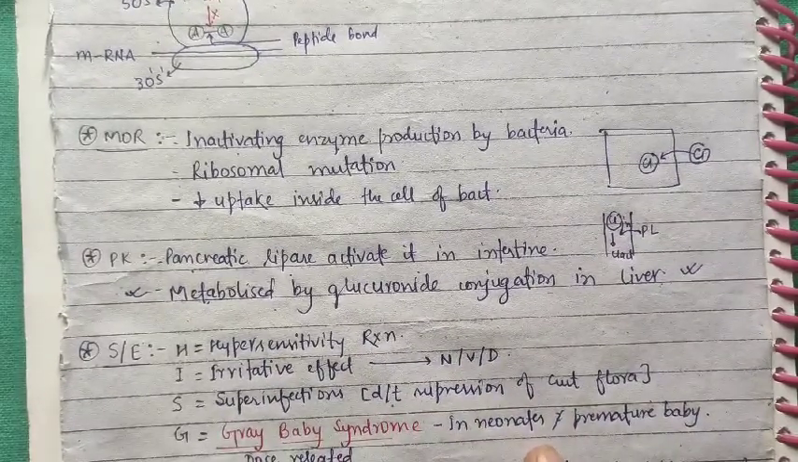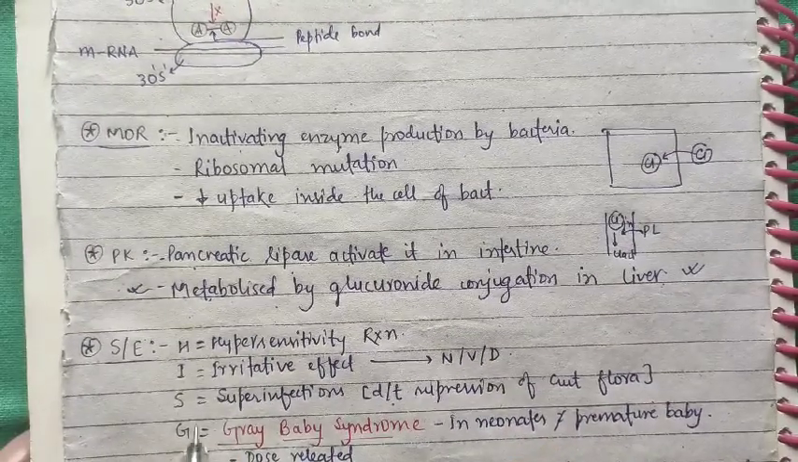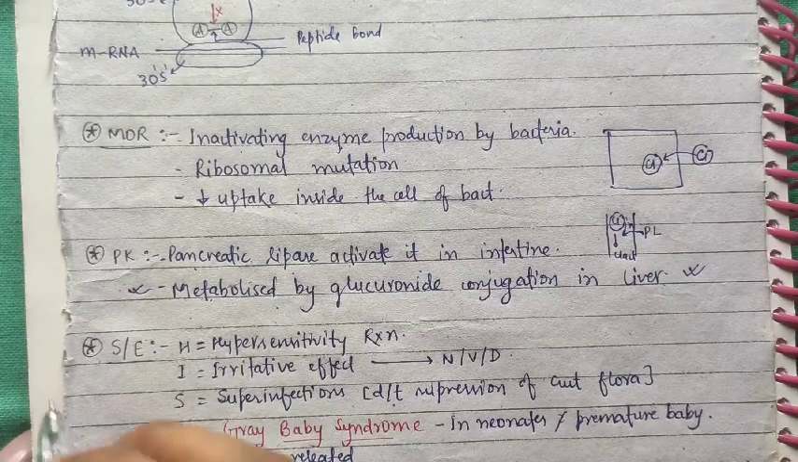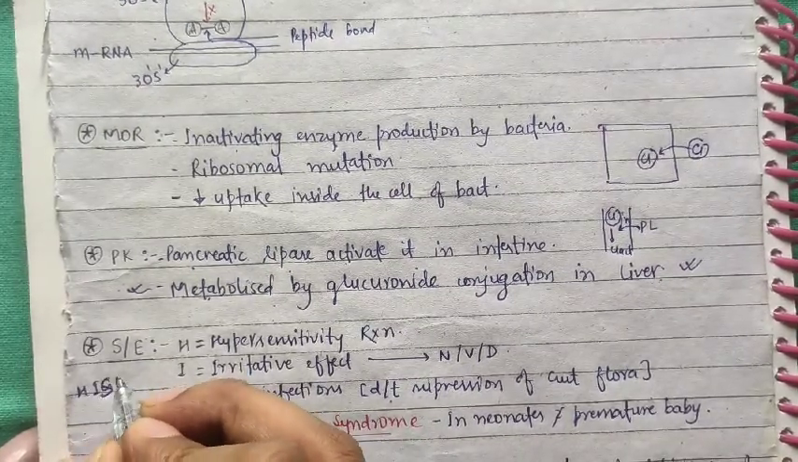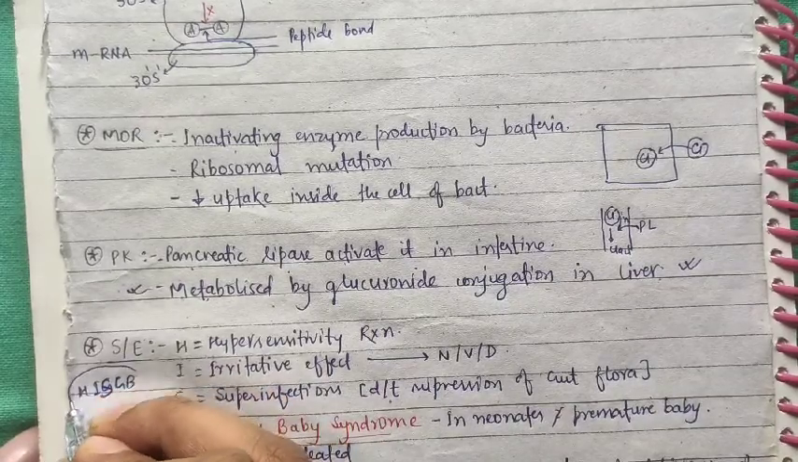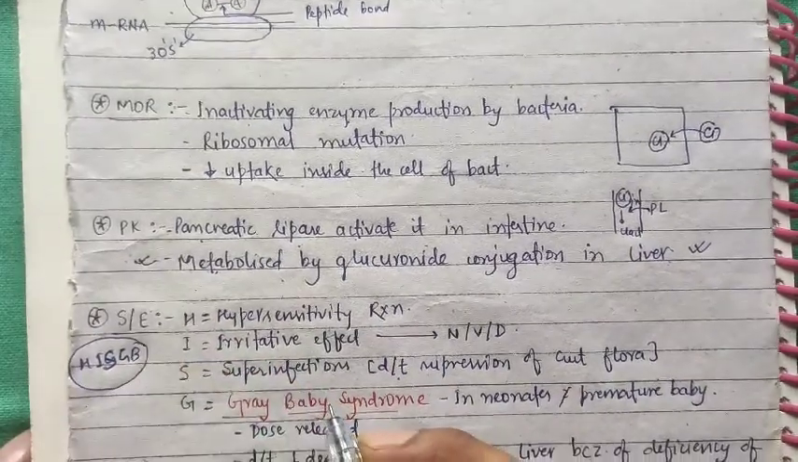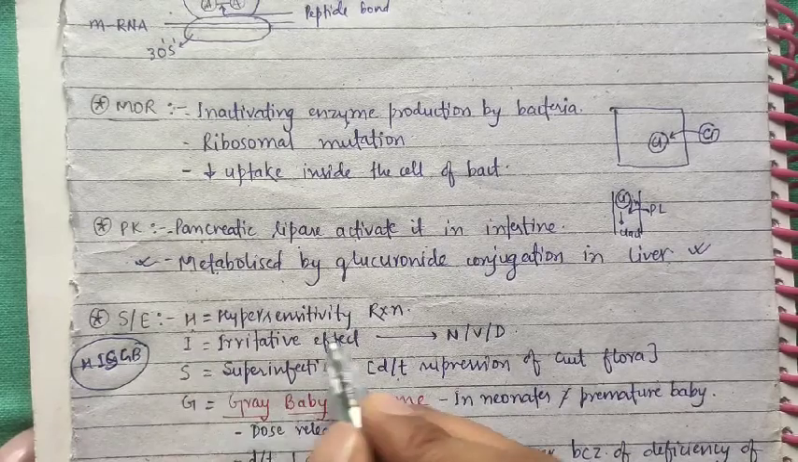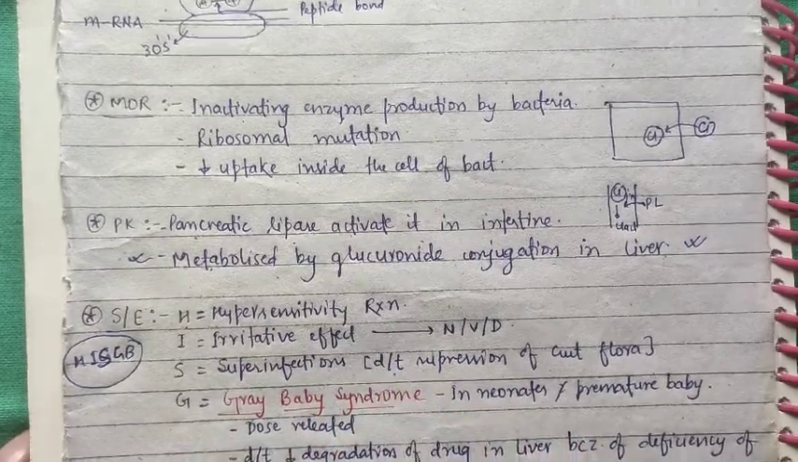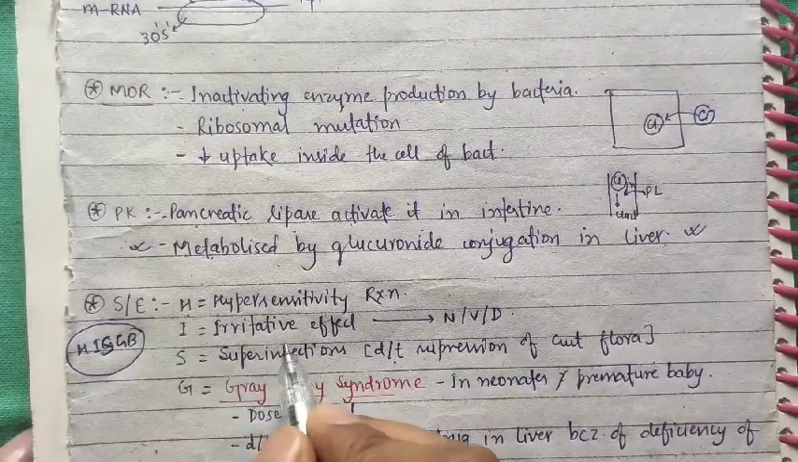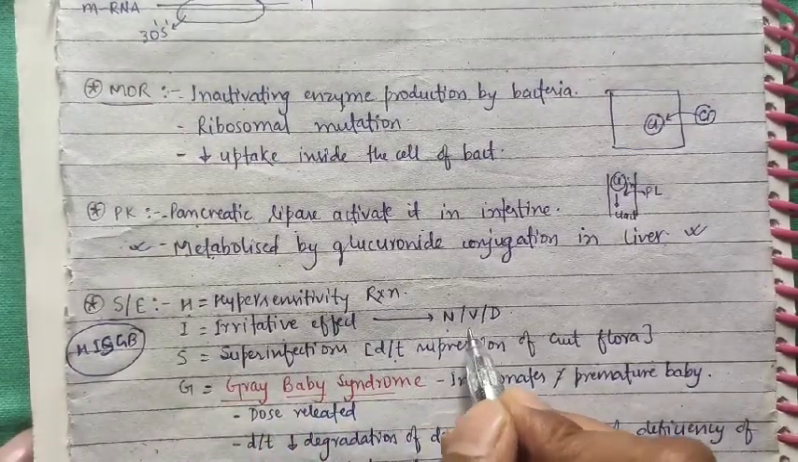Now we are going to discuss the side effects. There is a very important and very easy mnemonic. You can easily remember it as HISGB. This is a very famous mnemonic. Here H stands for hypersensitivity reactions, which are generally common in almost all antibiotics. Then I is for the irritative effect, meaning nausea, vomiting, and diarrhea.